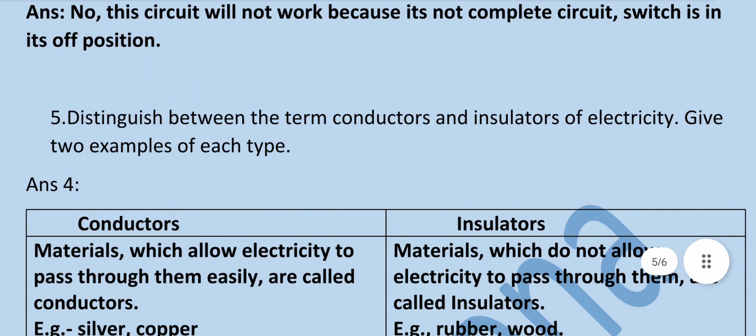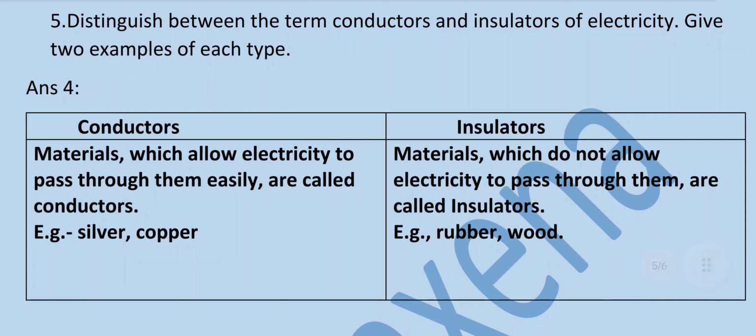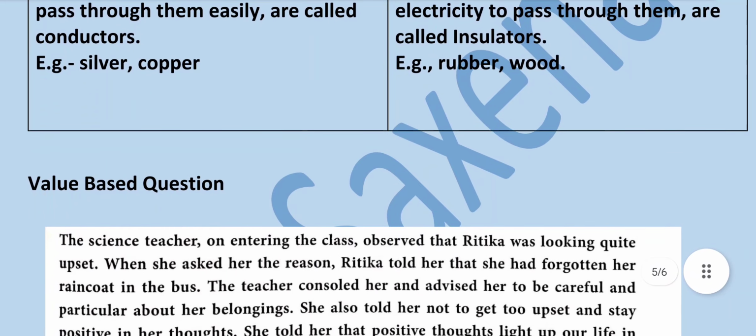Distinguish between the terms conductor and insulator of electricity. Give 2 examples of each type. Conductors: materials which allow electricity to pass through them easily are called conductors. Examples are silver, copper. Insulators are materials which do not allow electricity to pass through them. Examples are rubber, wood, plastics, etc.